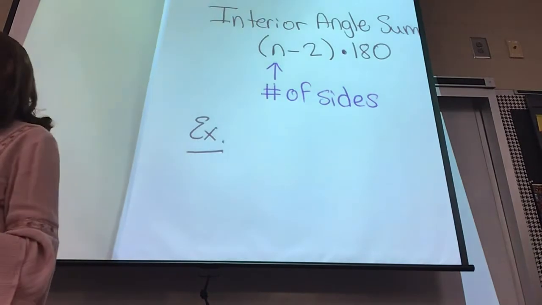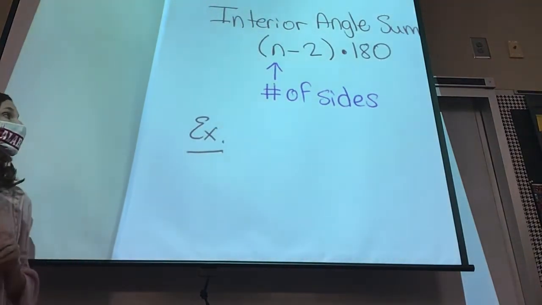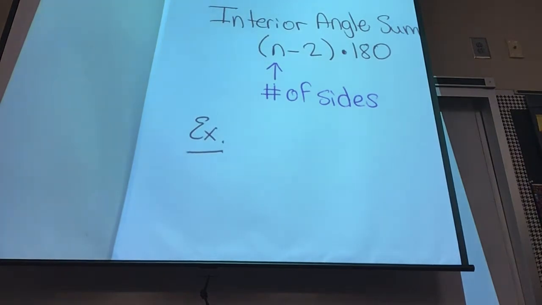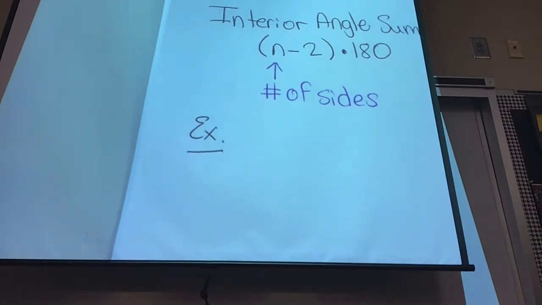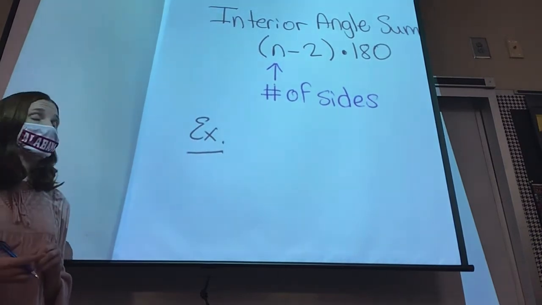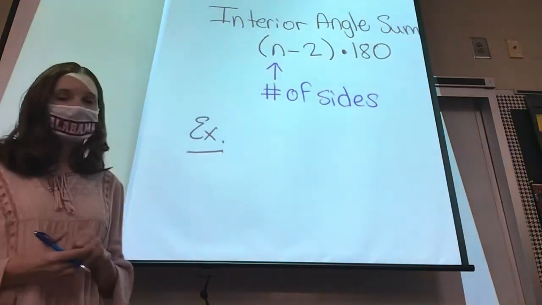So, let's try this. Whatever number of sides is right there, you subtract 2 first. Yes, exactly. Anything in parentheses means you have to do that part first. You have to remember your Please Excuse My Dear Aunt Sally rules. You've got to remember those.